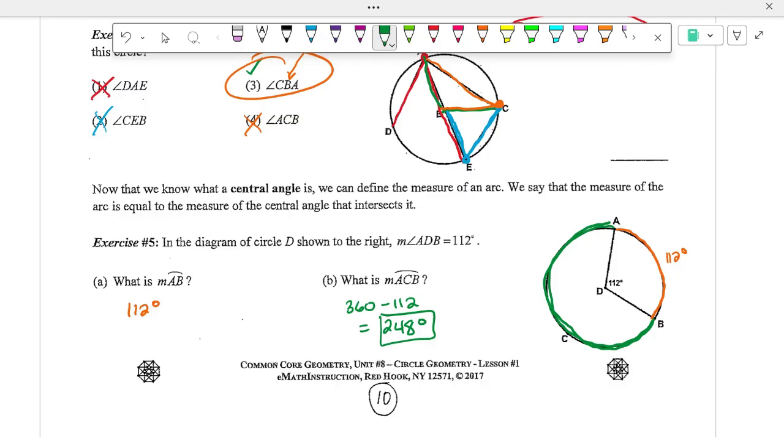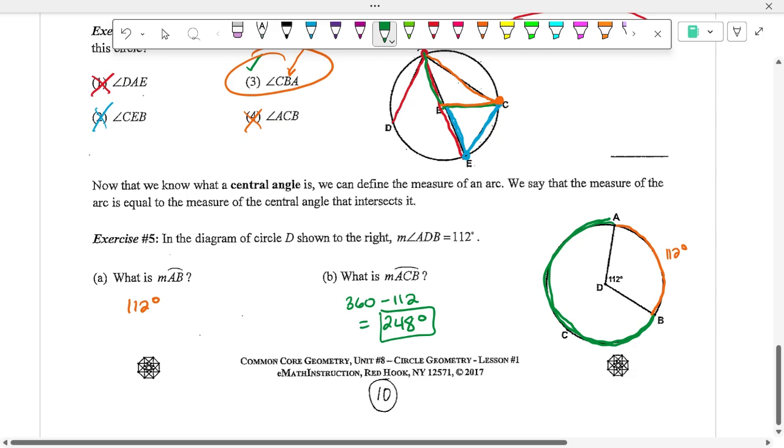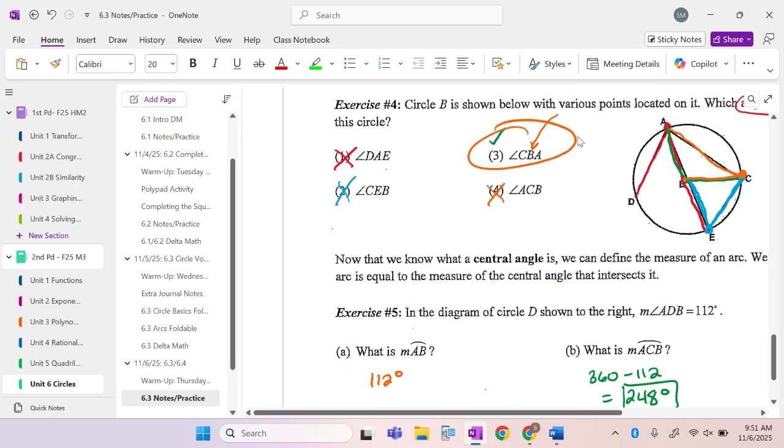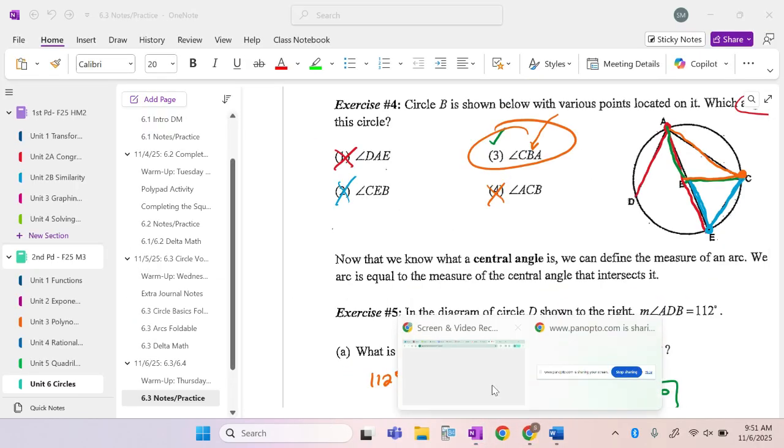Any questions on anything with 6.3? All right. So what we're going to do right now is a quick quiz. It's going to be together as a class, but it's at your own pace. So it's not assigned to you. You have to put the code in.